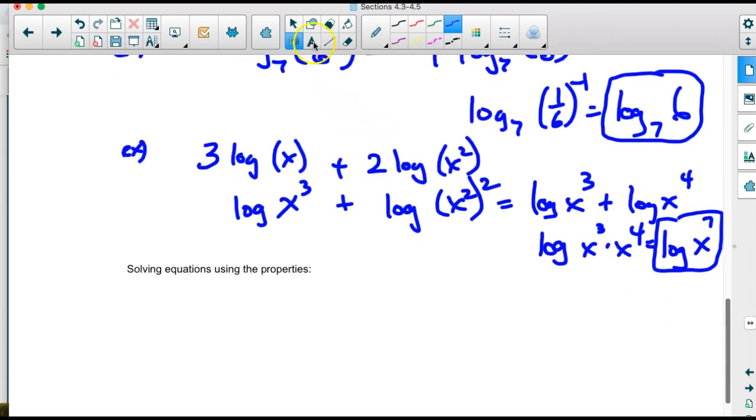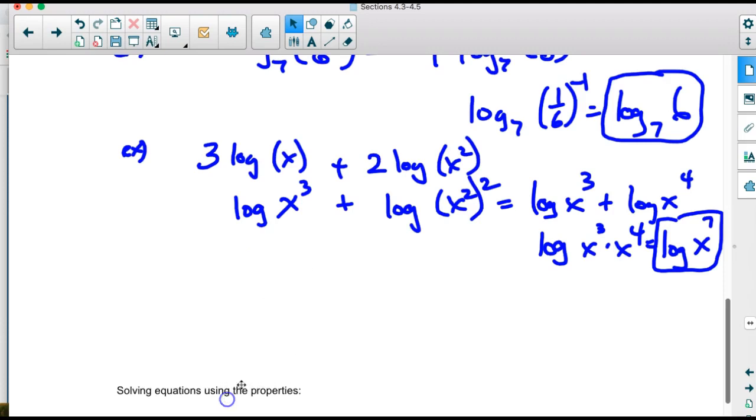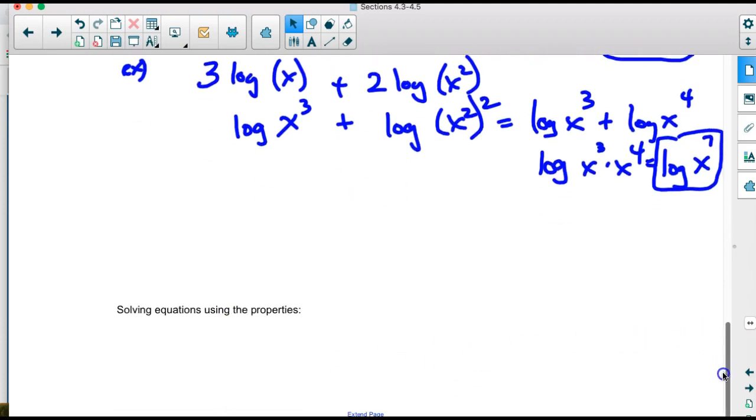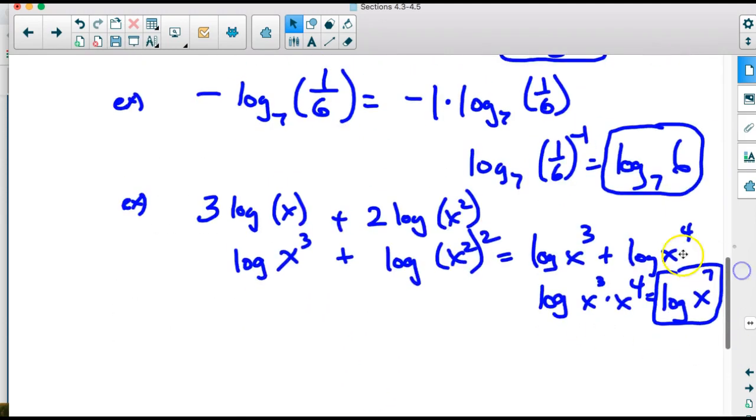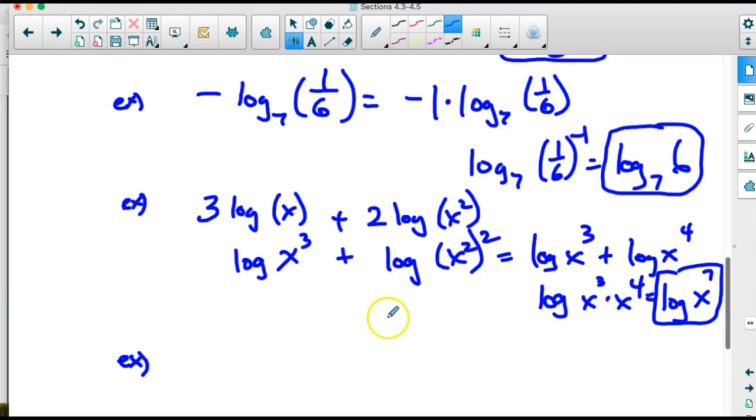Okay, we have a couple more examples. Let's move this down. We're not quite ready to solve. A couple more examples I want to use here. All right, so my next example is an expansion example. So we're going to start with something that's simplified into one, and we're going to expand it out into multiple ones.